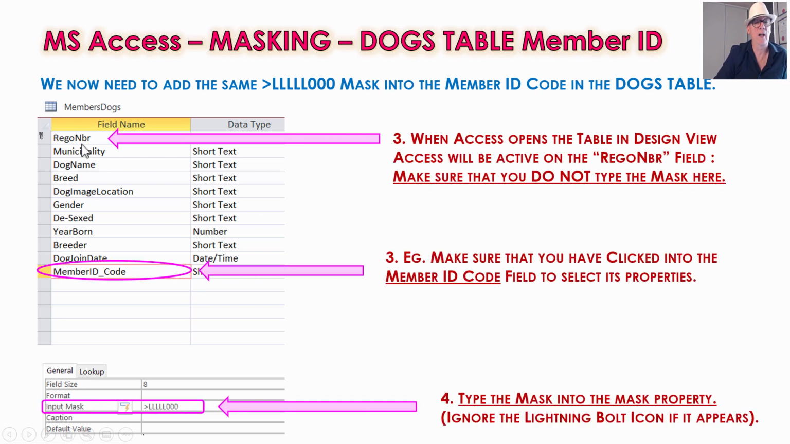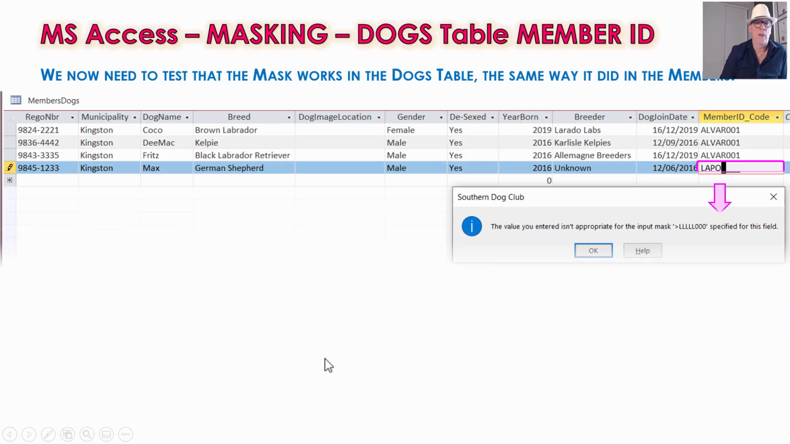Make sure you're not on Rego number. That's a common mistake. When you first open a table, it's going to be on the first field in the table. A lot of people go, oh, yep, right, I'm in the table in design view, and they type their mask in here, but that's putting a mask on that field. It's not putting it on the member ID code, which is the one we wanted to do. So make sure you clicked into the correct field in design view, then put your mask in. People are often on the wrong field and then they're testing and wondering why their mask isn't working. And ignore that lightning bolt.